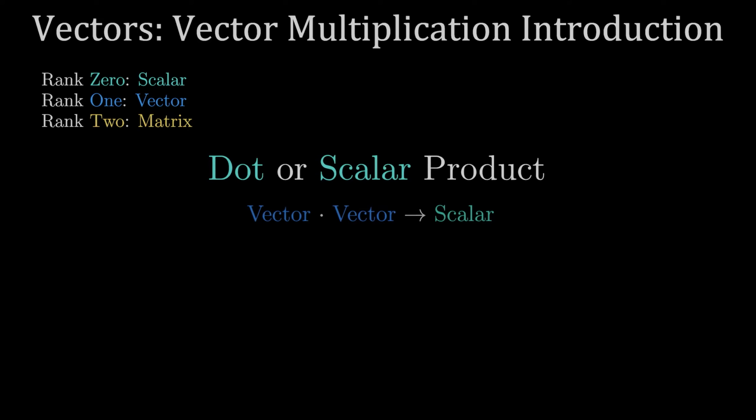The first is what we call a dot, or the scalar product. It gets this name because the result of this type of vector multiplication is a scalar. This means we can take two vectors, which are rank 1 tensors, and turn them into a single rank 0 tensor or scalar. The notation for a dot or scalar product looks like this.